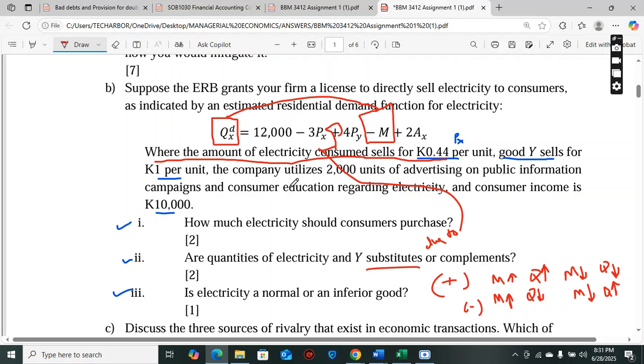So here in this question, we can see there's a minus sign in front of M, indicating there's a negative relationship between the income and quantity demanded of electricity. Meaning, if people's income goes up, quantity demanded of electricity is going to go down. And if people's income goes down, quantity demanded of electricity goes up. So in this case, we'll say electricity is inferior.